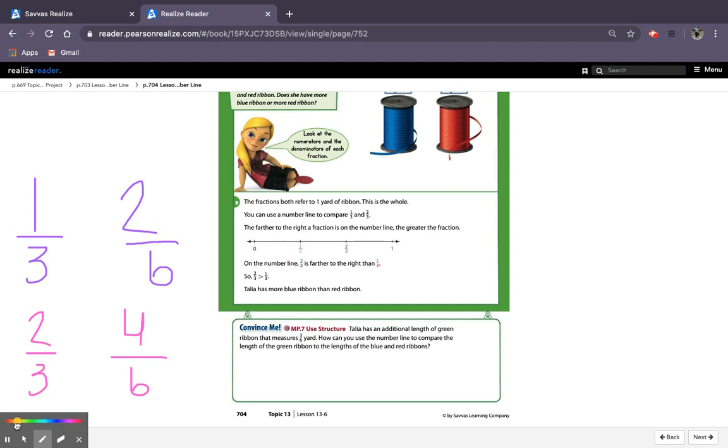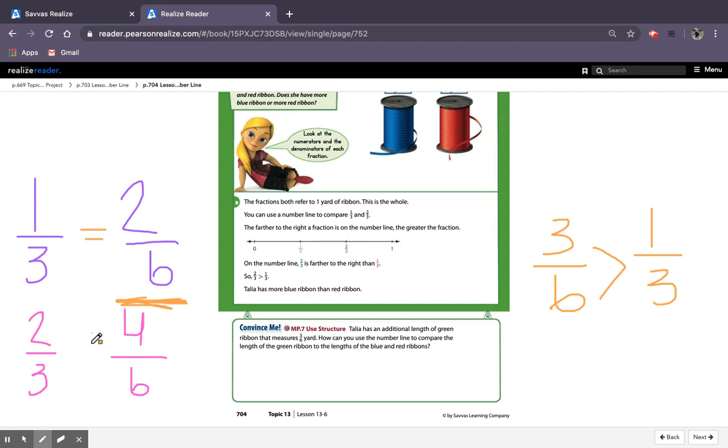So if I'm comparing 3/6 to these two numbers, I know 3/6 comes between them. So 3/6 is greater than 1/3, because this 3/6 would be right here, and these two fractions are equal to each other. So since the 3/6 comes in right here, it just means that it would fall between 2/6 and 4/6, and that 1/3 is less than it.